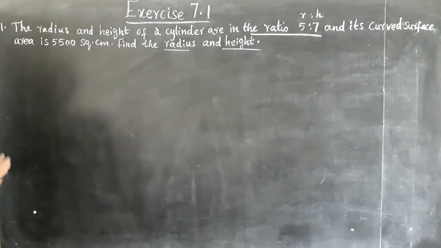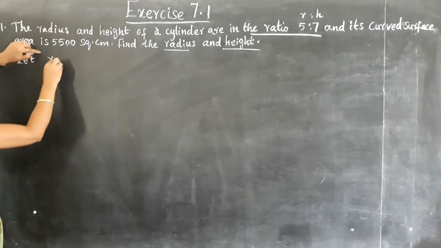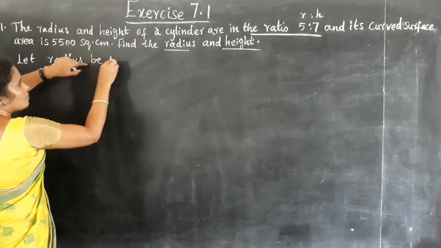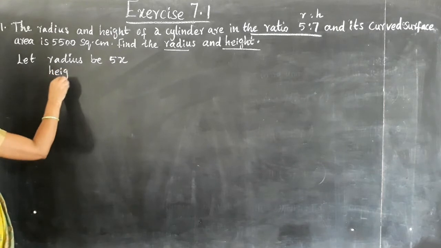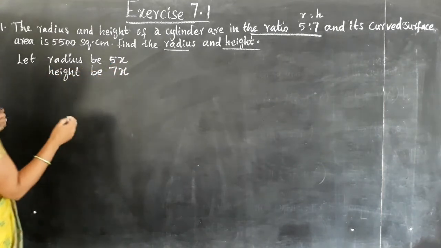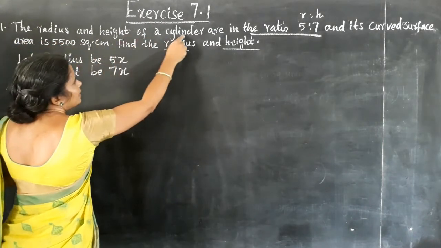Okay, now let us consider. Let the radius be 5x and the height be 7x. And here it is given as the radius and height of a cylinder.